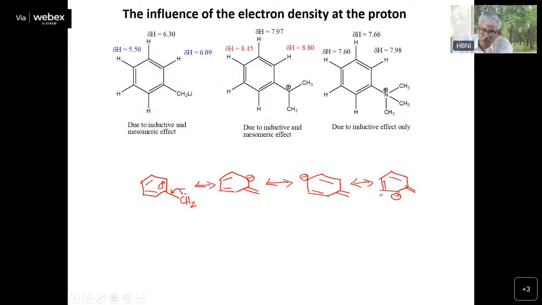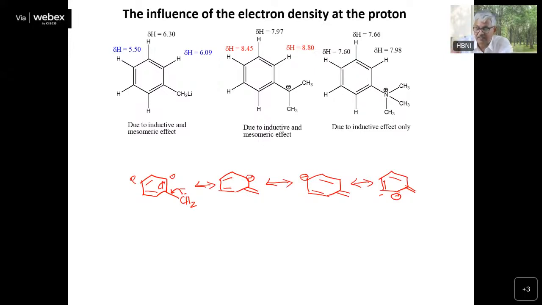See these are the ortho protons and para protons. The electron density has increased due to the resonance. That's why their chemical shifts have changed. Now the protons are more shielded, and the chemical shifts have moved from 7.21 to 6.09, and 7.27 to 6.09.